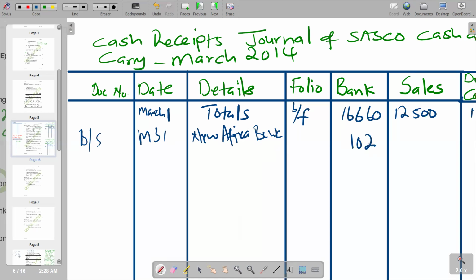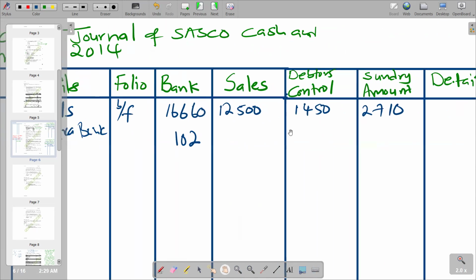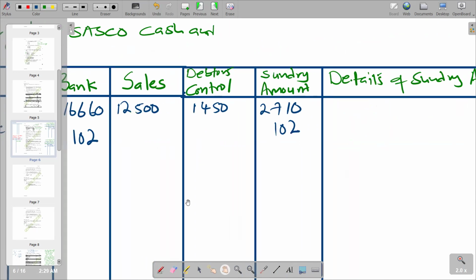So here we are saying 102. And we see, does it qualify under sales? It doesn't qualify. And you check if it qualifies under debtors control. You see that it doesn't qualify. So if it doesn't qualify in these two, we put it in the sundry amount. So the sundry amount that we have there, we put 102, the same figure that we have here. And in our details, we describe it as interest income, or you can just write it as interest on current account. So this is what we have on that one. Then we go and check the next transaction.